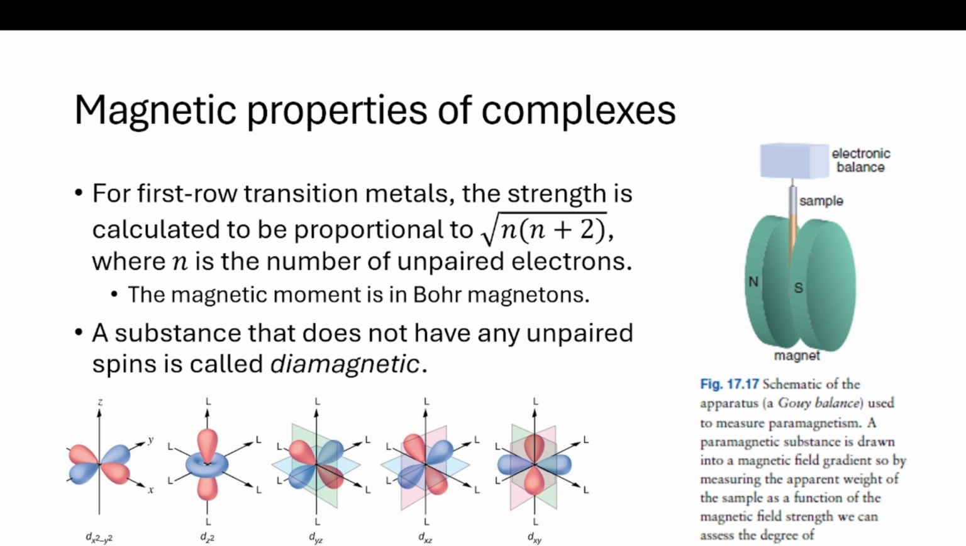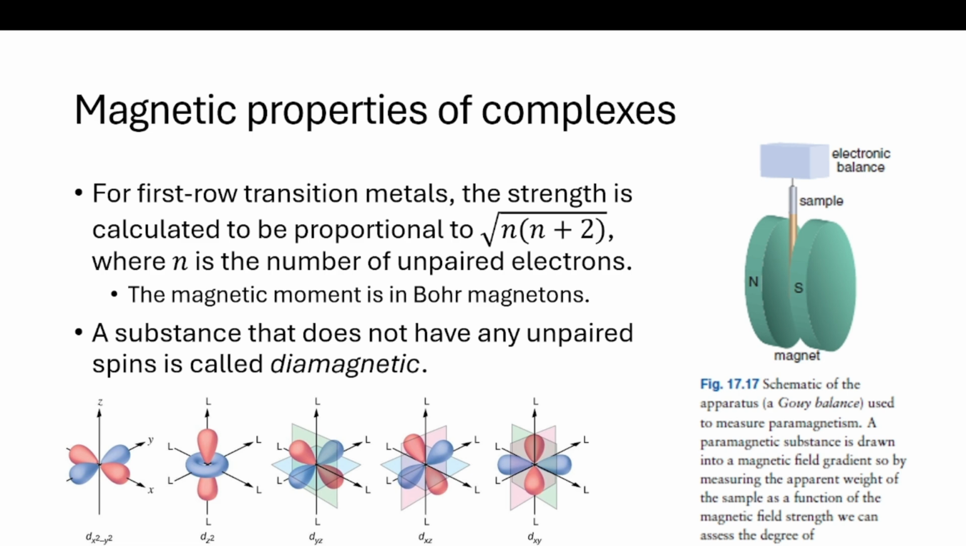And because of spins in these complexes, we can observe magnetic properties. Now, generally, for first-row transition metal complexes, the strength of magnetism is proportional to the square root of n times (n plus 2), where n is the number of unpaired electrons. And the exact magnetic moment is going to be in units of Bohr magnetons.